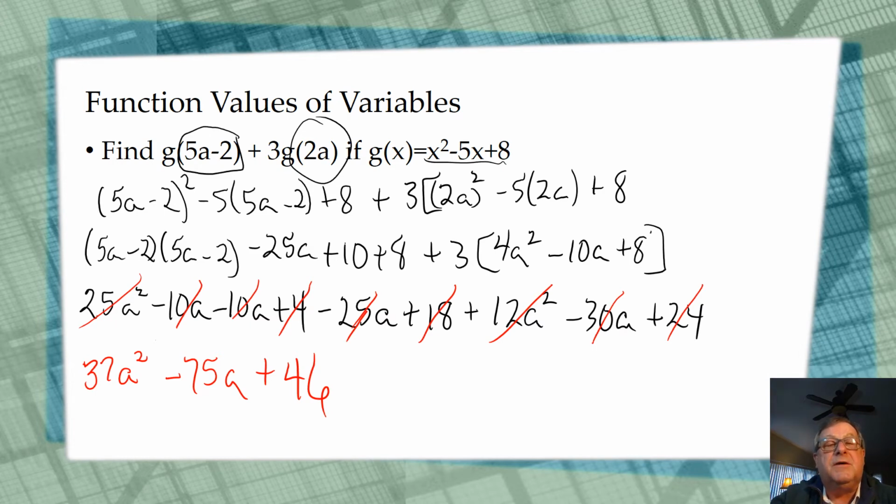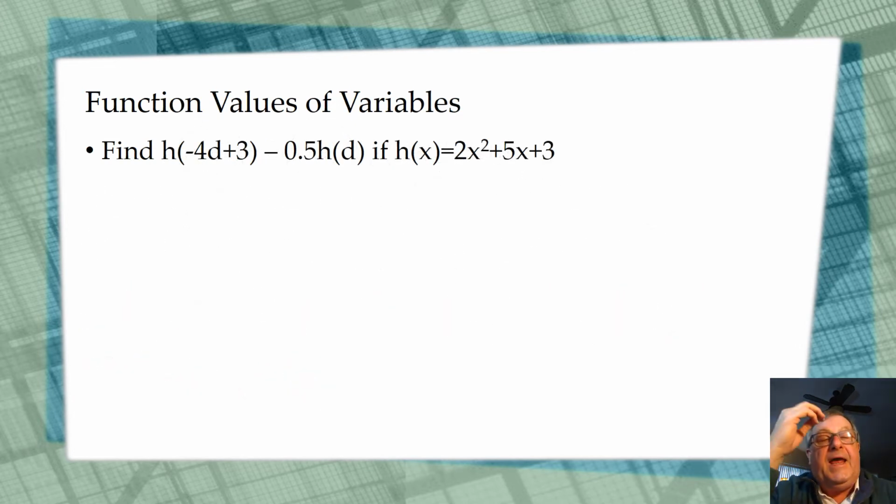That's g of 5a minus 2 plus 3 times g of 2a if g of x is equal to x squared minus 5x plus 8. Do we want to do another one? Well, of course we do. All right, this time we got find h of negative 4d plus 3 less 1/2 or 0.5 h of d if h of x is 2x squared plus 5x plus 3. Well, let's set this one up.